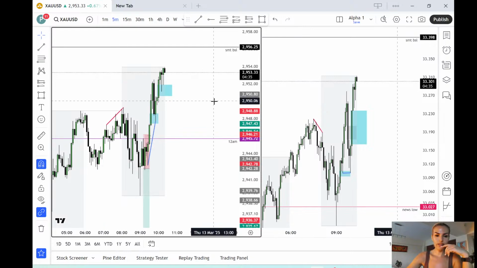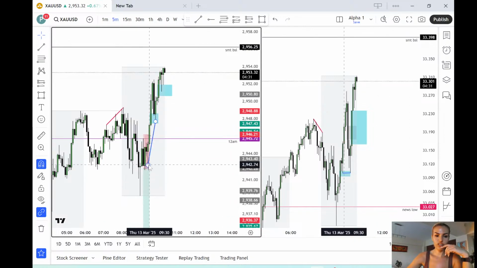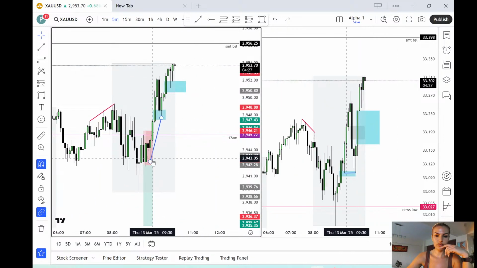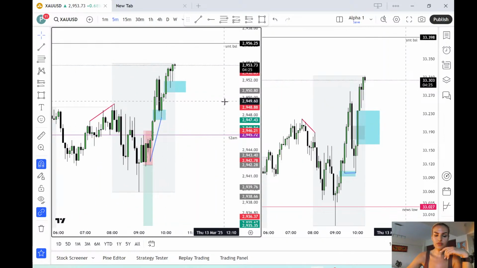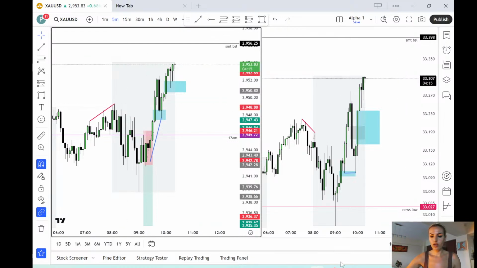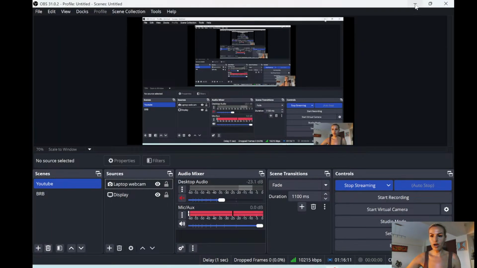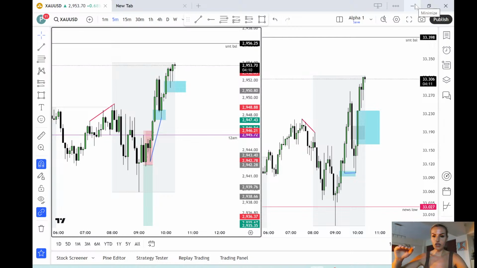Right now, looking at this, a trade might have been taken here based off of this SMT. You see, I always tend to forget about that type of SMT where you have one pair creating a higher low and the other pair creating equal lows. I always forget about that.